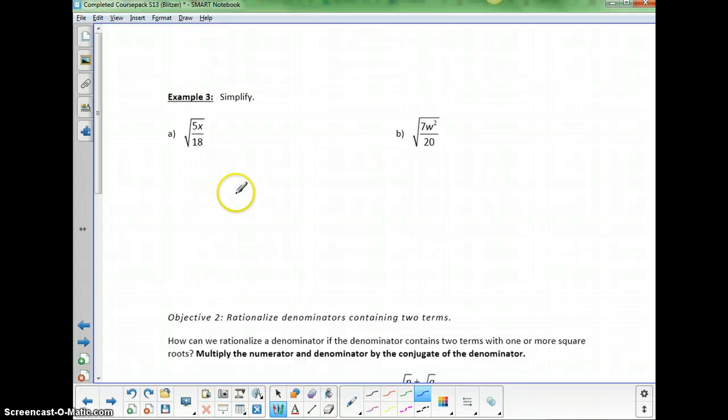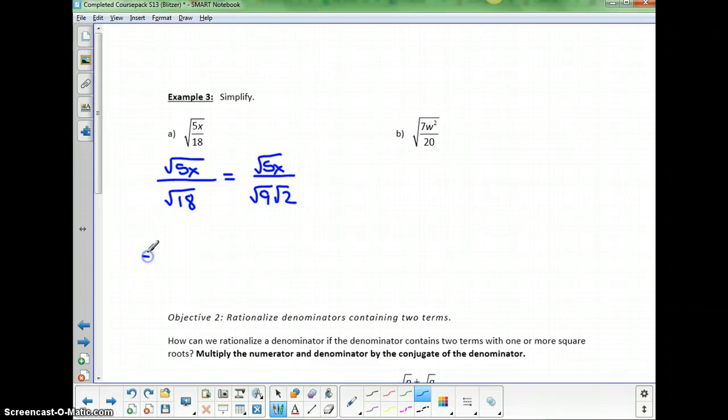Alright, so a couple more examples here. Let's separate this one into square root of 5x over square root of 18. Simplify if possible, so that can be simplified. I can't do anything with the square root of 5x, but I can simplify the square root of 18 into the square root of 9, the square root of 2. So that's going to equal the square root of 5x over 3 square root of 2.